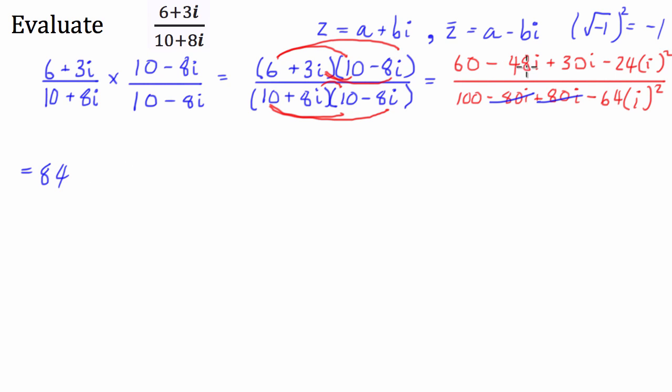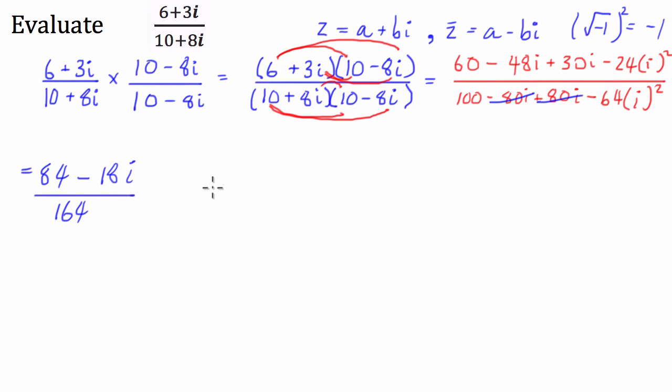And we have negative 48i plus 30i, which is negative 18i. We're going to put that over 100. Then we've got minus 64i squared. Like this, we've got i squared, which is negative 1. Minus 64 times negative 1 is plus 64. So we've got 100 plus 64, which is 164. Great, so we've just removed the imaginary part of the complex number in the denominator.